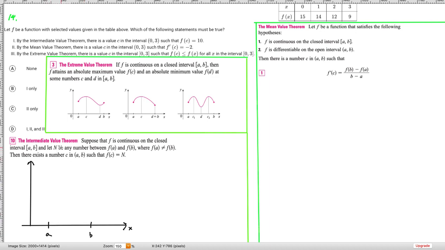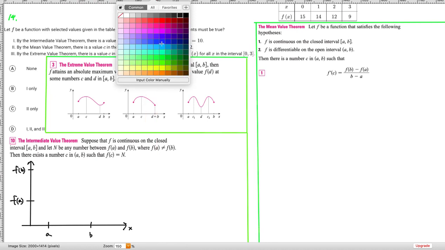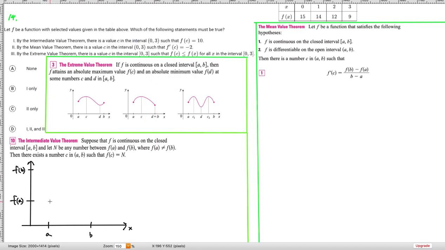And n is any number between f of a and f of b. So let's say this is f of a, and up here is f of b. Now I have some idea of what's happening. This is a point on my curve, a comma f of a, and this is a point on my curve, b comma f of b.